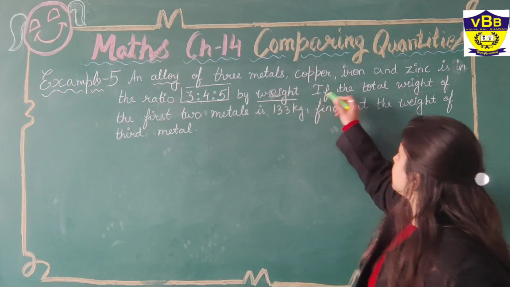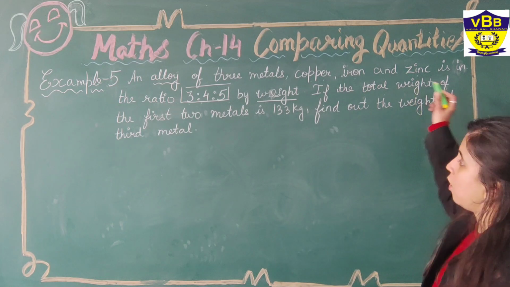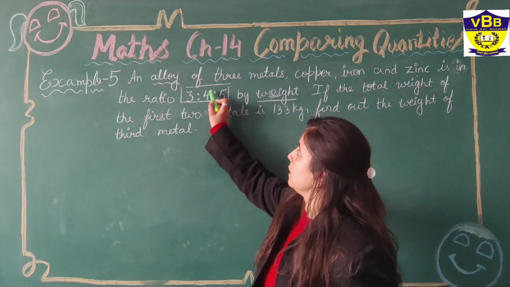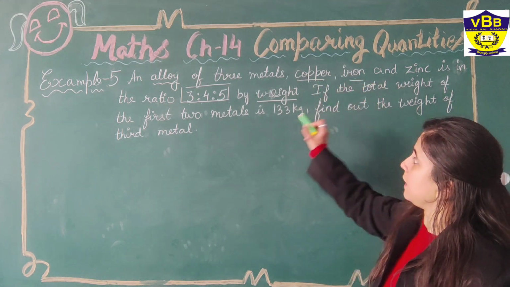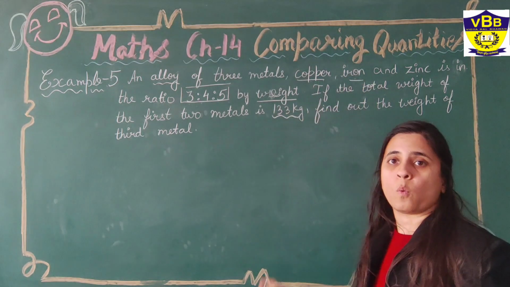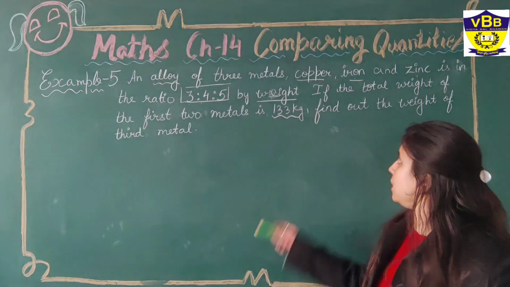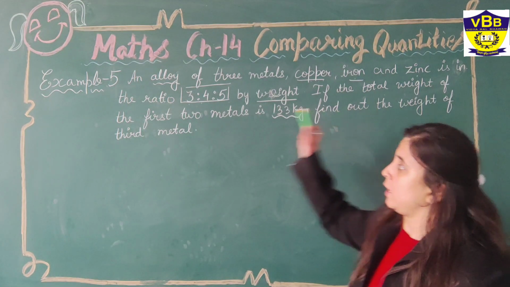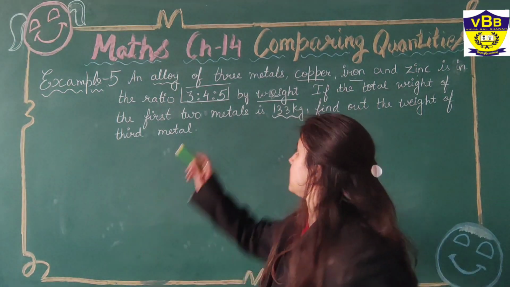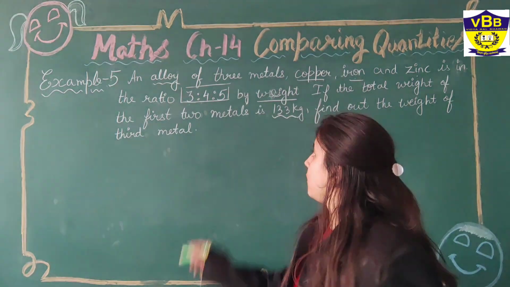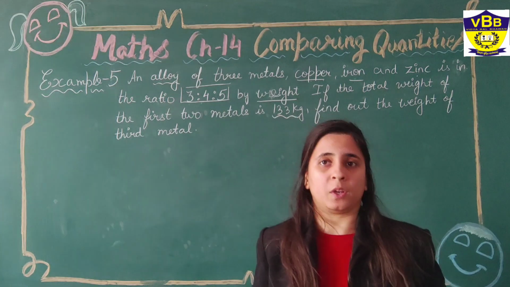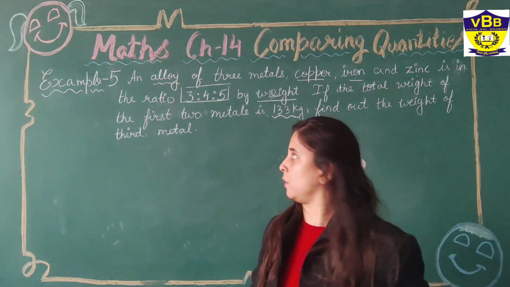And it says the total weight of the first 2 metals, that means copper and iron, is given as 133 kg. You need to find out the weight of the third metal. What is the weight of zinc? We need to find. What is given? The ratio according to the weight of the 3 metals is given to us.